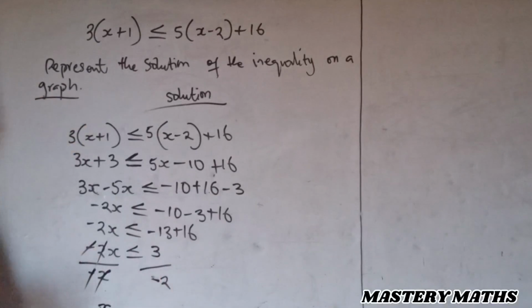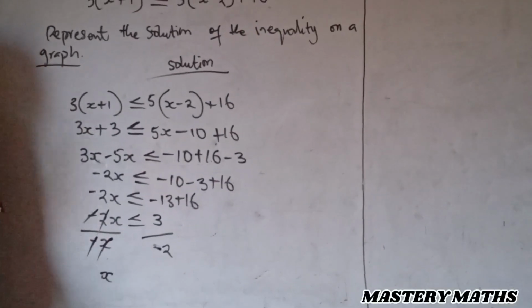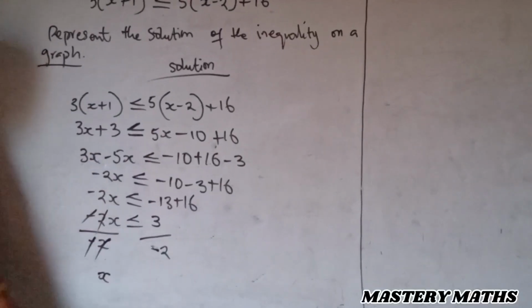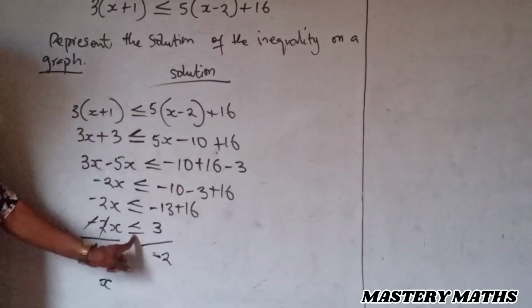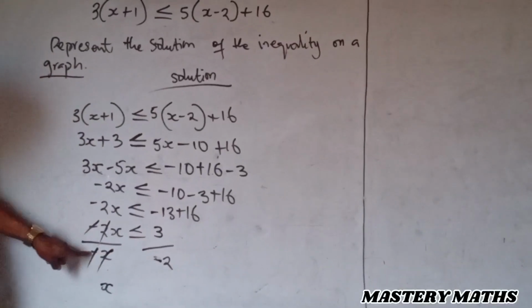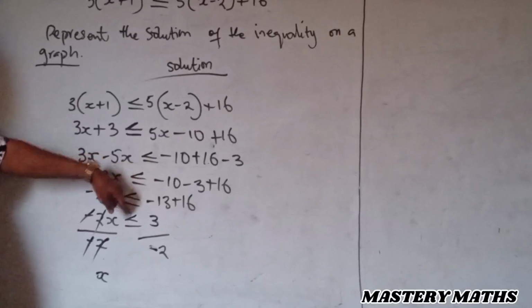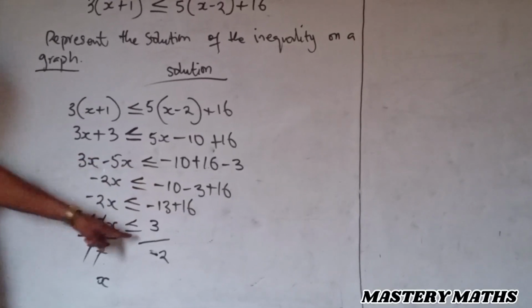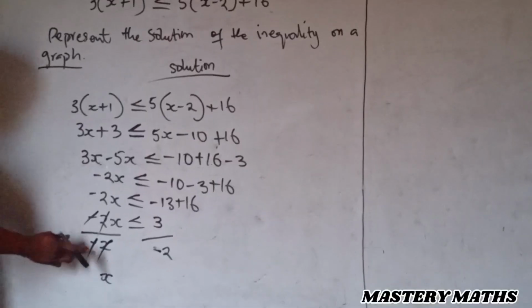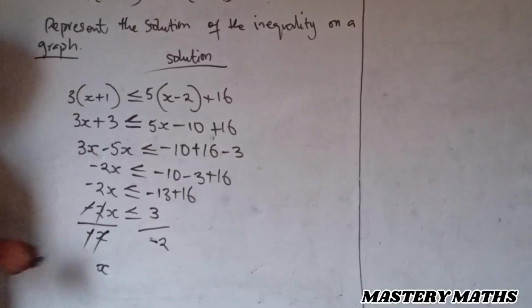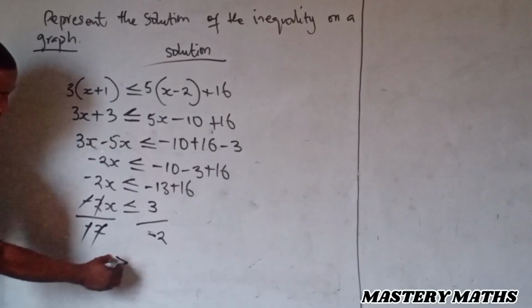And I want to tell you something. Whenever you're dividing both sides by a coefficient that has a minus sign, please, the inequality sign will change. This negative sign will change the inequality sign. Since it was less than or equal to, because you've divided both sides by a coefficient that has a minus, it will now change to greater than or equal to.